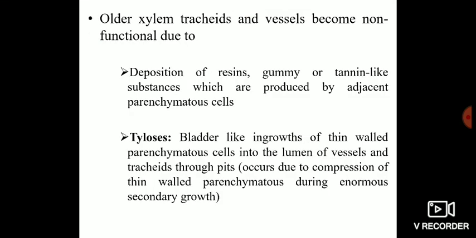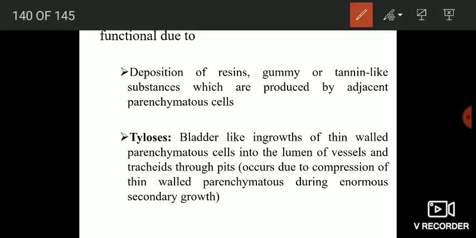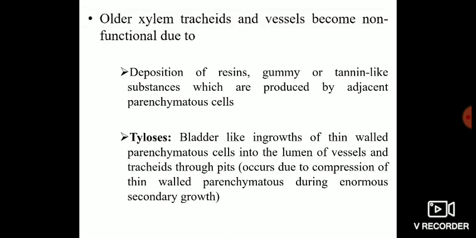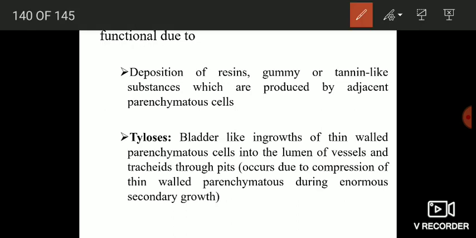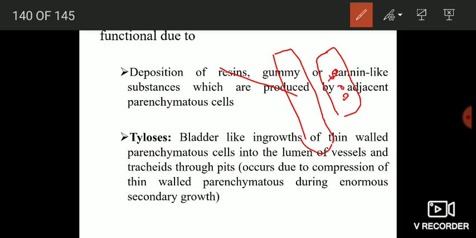Now, how does heartwood formation take place? The older xylem vessels and tracheids, which are present at the center of the stem, become non-functional due to two factors. One is deposition of resinous, gummy, or tannin-like substances which are produced by adjacent parenchyma cells. Say this is an adjacent parenchyma cell. Near it lies a xylem tracheid or a xylem vessel. This parenchyma cell produces resinous, tanninous substances. Okay, these substances get deposited in these tracheids and vessels, thus blocking them.